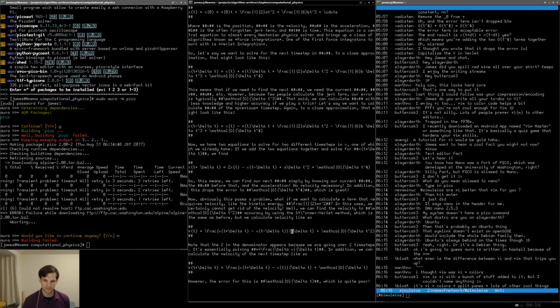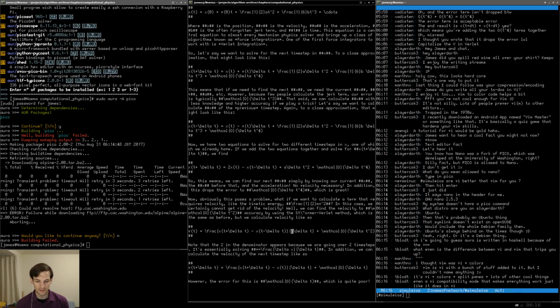Vim is VI with a bunch of stuff added to it, but I couldn't name anything. It's VI plus other colors plus split panes plus lots of other cool things. Yeah, actually Vim also has a help menu. Vim has literally everything you want.